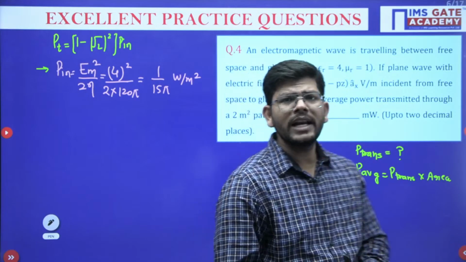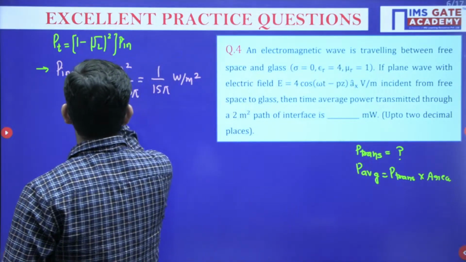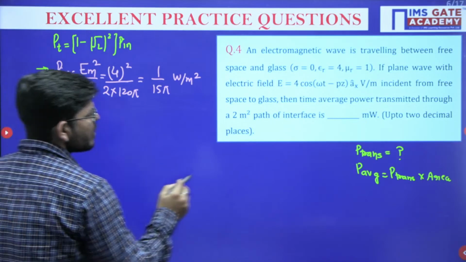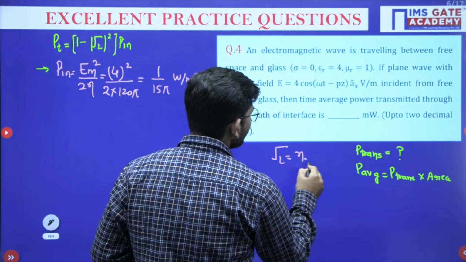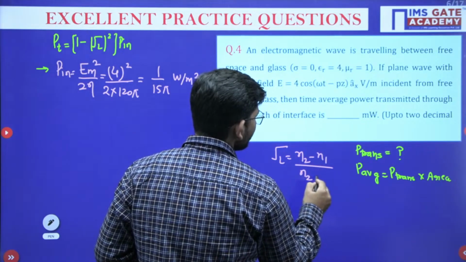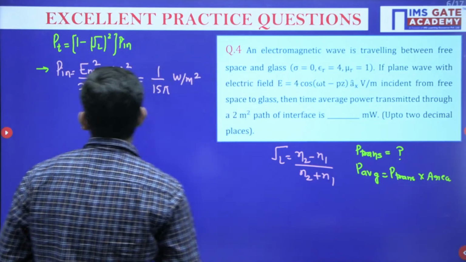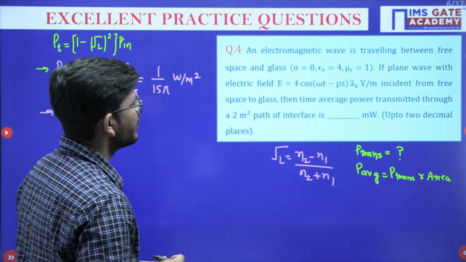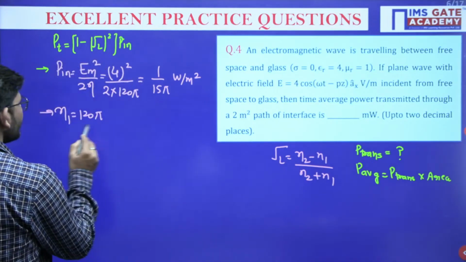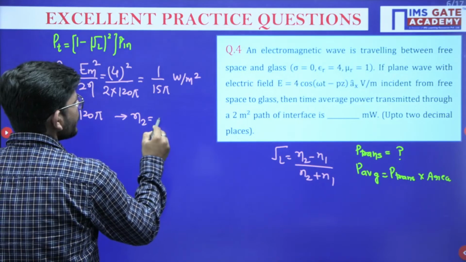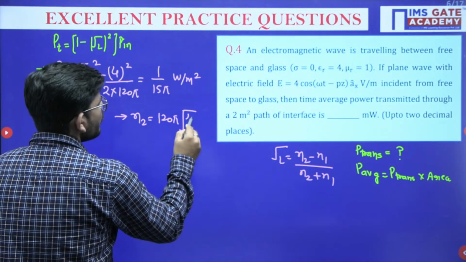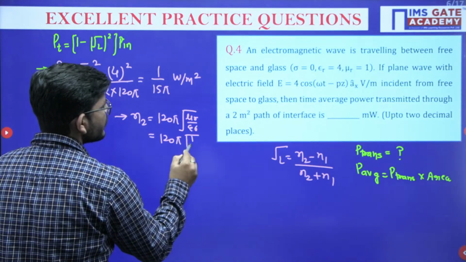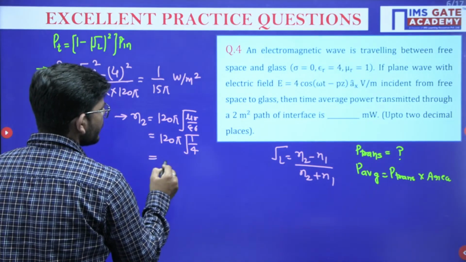Now, in order to calculate P average, we need the value of gamma L, as per the formula. We don't know the value of gamma L. For the reflection coefficient, we need the impedance of the two media. So eta 1 will be 120 pi because it is free space or air. And in the second medium, eta 2 will be 120 pi into the square root of mu r over epsilon r. So it will become 120 pi, mu r is 1, epsilon r is 4.